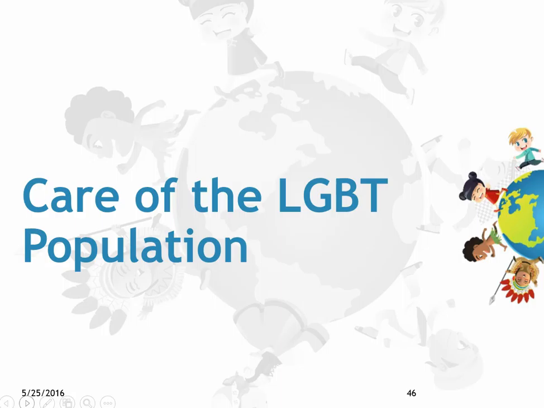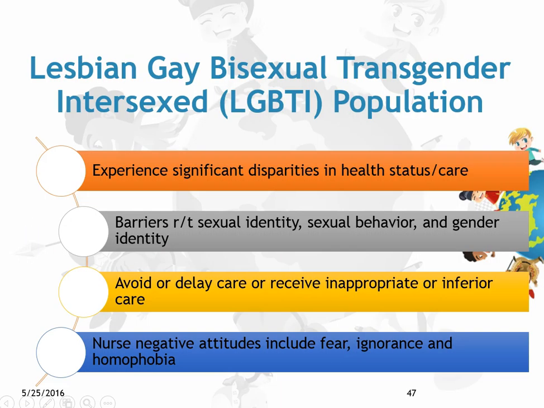Transcultural Care Part 4. Lesbian, gay, bisexual, transgendered, intersex population. This group is often overlooked. They experience significant disparities in health status and care. Their barriers are related to sexual identity, sexual behavior, and gender identity. The most unique healthcare needs of this population go unmet within the national mainstream.